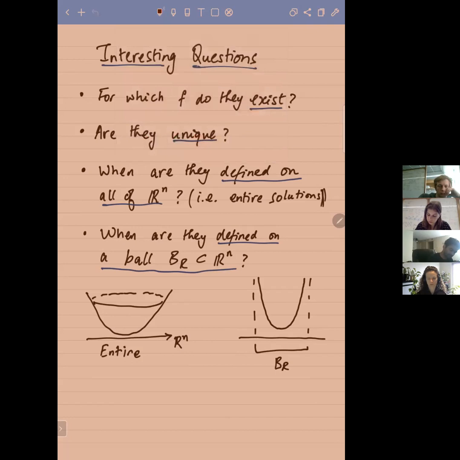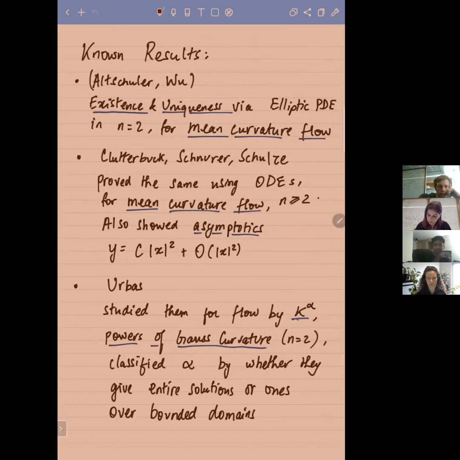Okay, here are some known results in this topic. As I said before, the mean curvature flow has been studied quite a bit. There's a result by Altschuler and Wu, which uses elliptic PDE theory to show existence and uniqueness of translators in the mean curvature flow case. Later, Clutterbuck, Schnürer, and Schulze did the same thing, but they approached it using ODEs, still for mean curvature flow.